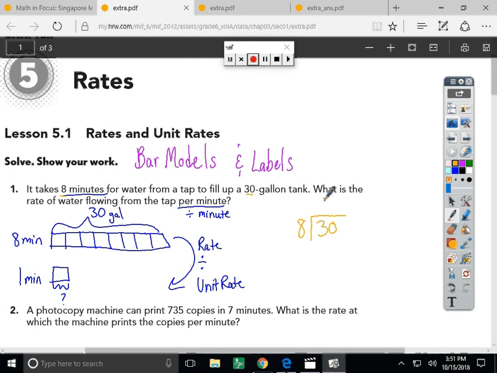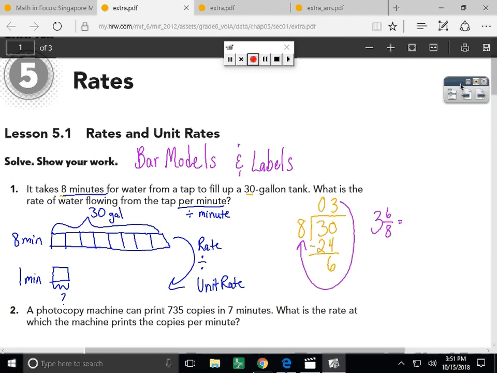8 doesn't go into 3, but it goes into 30 3 times because 8 times 3 is 24. When you subtract, you're left with 6. And if you take a look, that could quickly be written as a mixed number. So I could write that as 3 6/8. But I hope you notice that's not a good final answer. We could actually simplify to 3 3/4. We did that by dividing the top and the bottom by a common factor of 2. Well, this is better for number value, but it sure doesn't answer the question. So what is the rate of water flowing from the tap per minute?